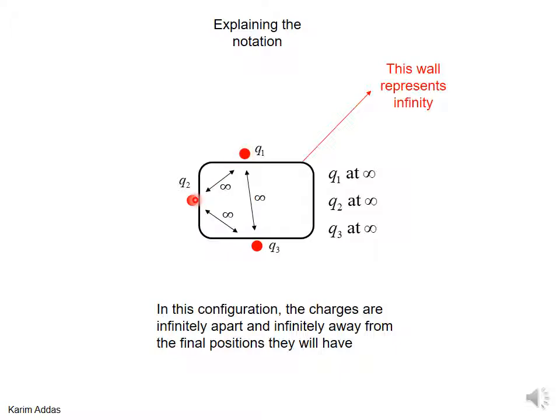And when I put charge Q2 on the left like this, that means it's at infinity. And charge Q3 after the line like this, that means it's at infinity. That means in this configuration, charge Q1 and Q3 are infinitely apart. Charge Q1 and Q2 are infinitely apart. Charge Q2 and Q3 are infinitely apart. So this is going to be our initial configuration, and we're going to say that the energy in this configuration is 0.